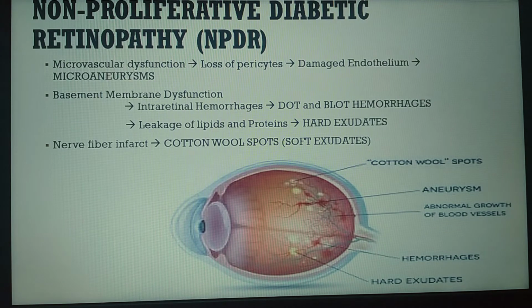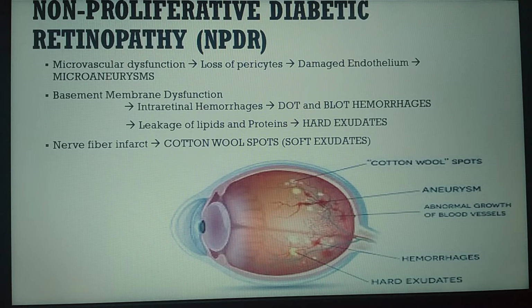Diabetic retinopathy has two stages. The first stage is non-proliferative diabetic retinopathy. The first signs of non-proliferative diabetic retinopathy are capillary microaneurysms, dot and blot retinal hemorrhages, hard exudates, and cotton wool spots.